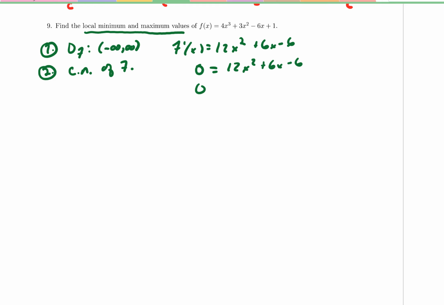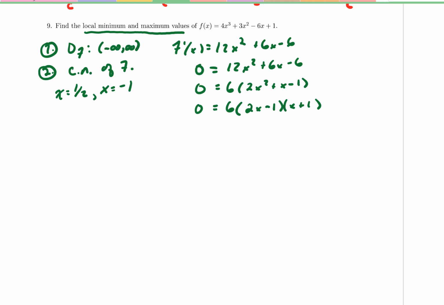I can go ahead and factor a 6 out of the polynomial on the left. So we get 6 times 2x squared plus x minus 1. That leaves us with 2x and x, and I think I want this to be plus 1, and I want this to be minus 1. Let's just double check that. That would give us 2x squared, yes, plus 2x minus x, yes, I think we're good. So that means that we have critical numbers at x equals a half and at x equals minus 1. Those are our two critical numbers.